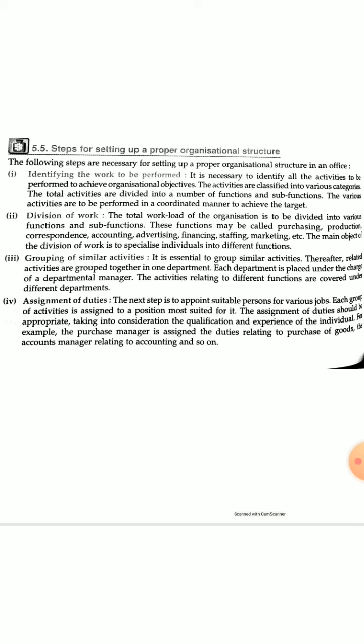Like in small companies, advertising may not be a function and that may be done through an advertising agency. So the marketing manager who is carrying out the work of marketing may carry on the work of advertising. So it has to be decided which are the functions that are actually needed at present according to the organization's size and its nature of business.